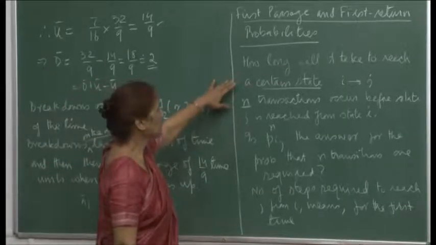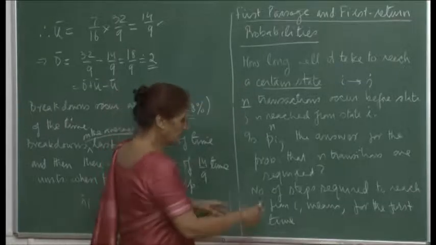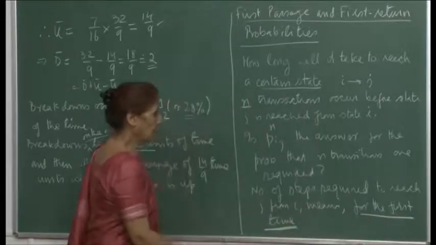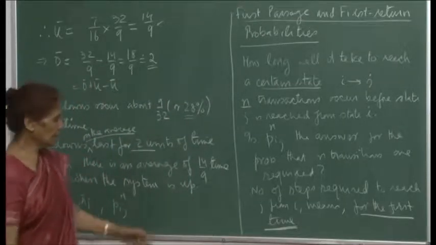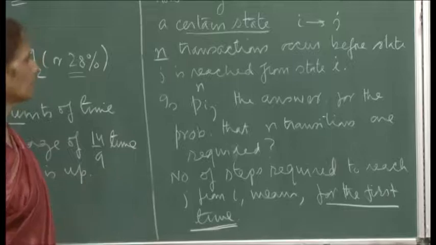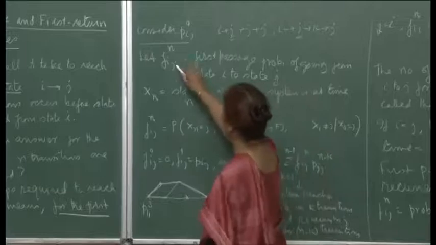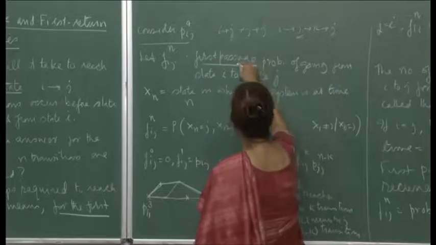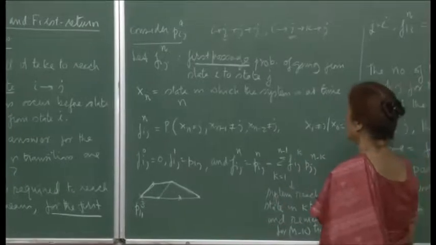So, the first passage and first return probabilities we want to compute, right? Okay. So, essentially what we are looking for is the first time I reach j from I. So, in between I should not have touched state j, and when it first occurs I want to compute the probability of such. So, what we will do is make these definitions here. Again f I j n I am defining as the first passage probability, so first passage probability of going from state I to state j.